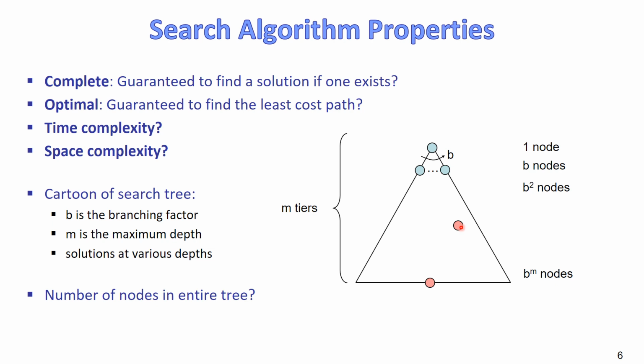Now, how about the number of nodes in the entire tree? If we assume that we have m tiers, so the number of nodes will be 1 plus b plus b squared plus b cubed, and so on until we reach b to the power m, which is dominated by the biggest power here, which is m. So the complexity here in terms of number of nodes in the entire tree, if we will process the entire tree, then the complexity will be order of b to the power m. So that's generally, that has nothing to do with any algorithm yet.